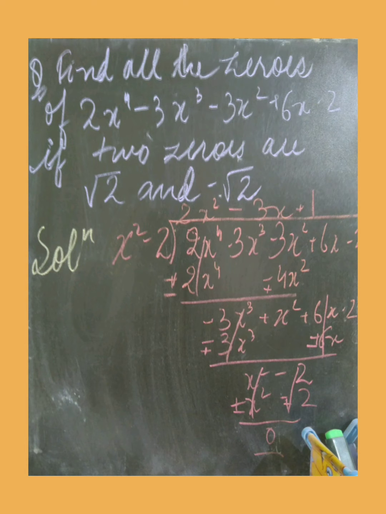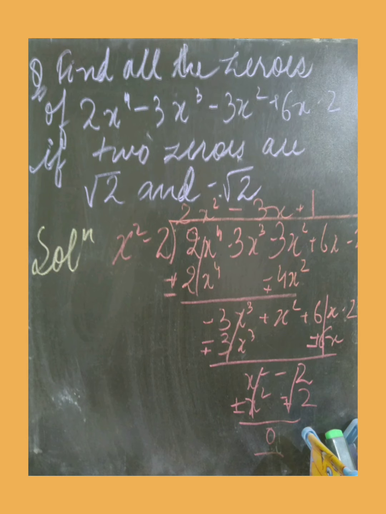After I get x square minus 2, I will take it as the divisor, and the equation I was given, 2x to the power 4 minus 3x cube minus 3x square plus 6x minus 2, I will take it as the dividend, and then I will use the long division method. We all know how to use the long division method, so here we will do the same, and I will get the remainder as 0. Now I have got the quotient 2x square minus 3x plus 1.